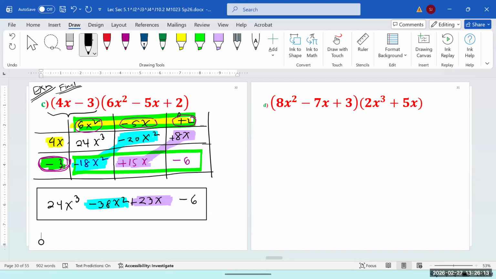Okay, ready? Yeah, ready? Okay. Kyle, would you like to help me with this? Which method do you use, the distribution or the box? Okay. Starting with the x squared.